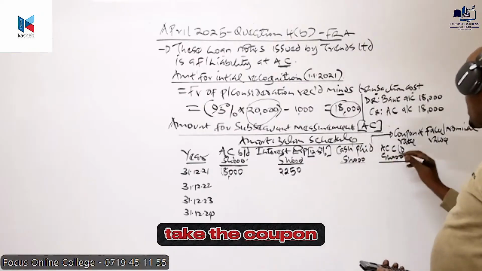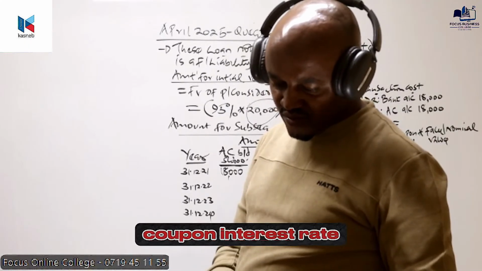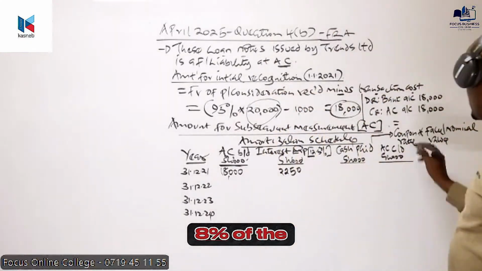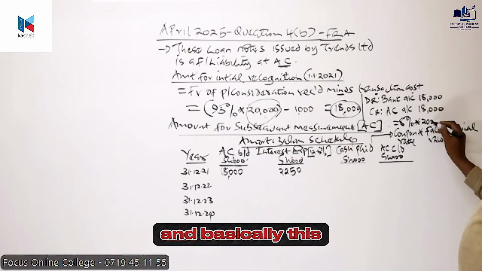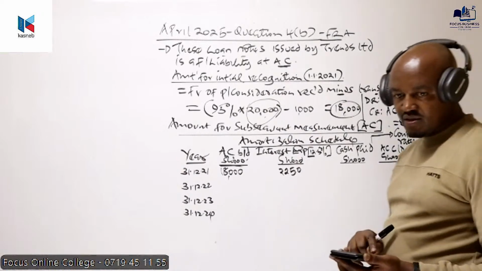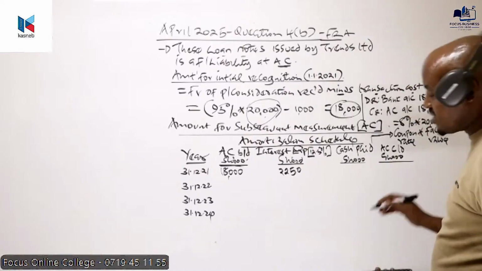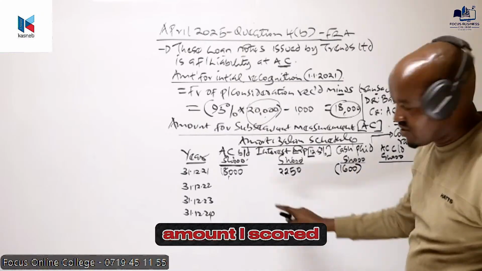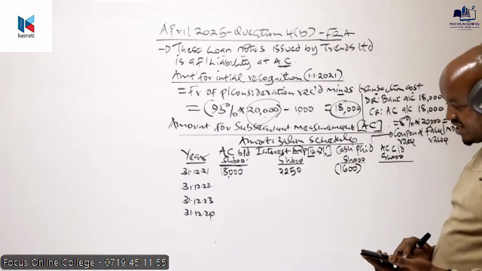For the cash to be paid, I've said we take the coupon interest rate. The coupon interest rate is what we have in paragraph 1, which is given as 8%. So this one will be 8% of the face value. The face value is 20. And basically this will give us 1600. So this is 1600. And just like what you have done in the other question, to determine the amortized cost at the end, we take this plus this minus that. The same with what you have done in the other question.